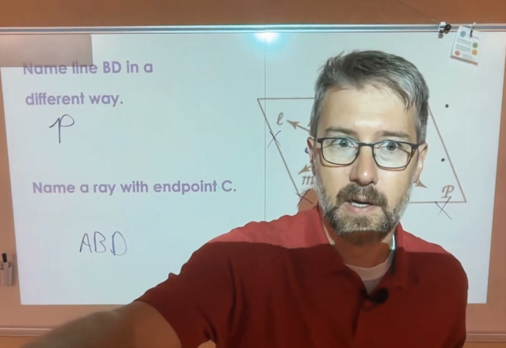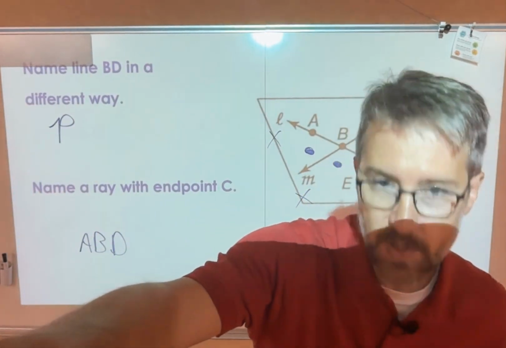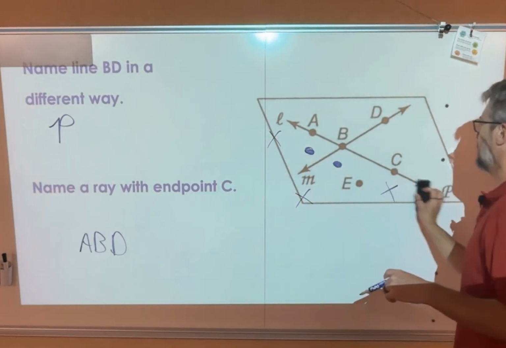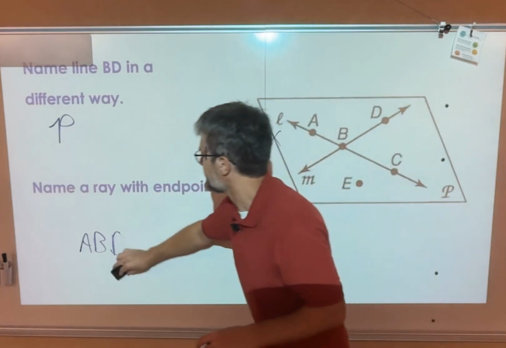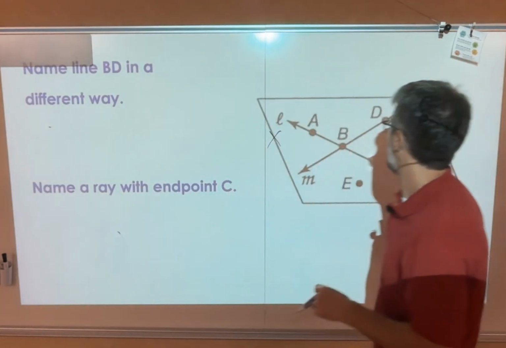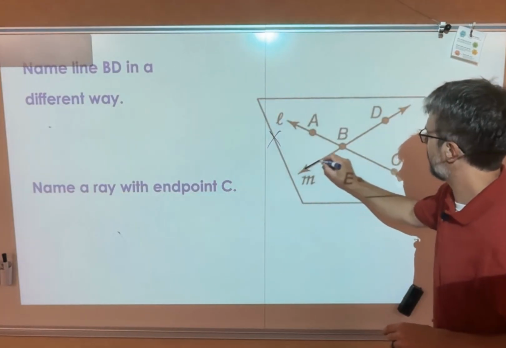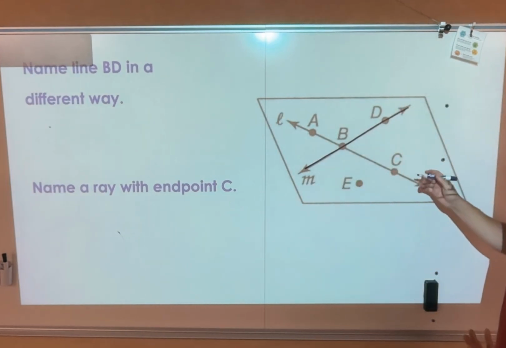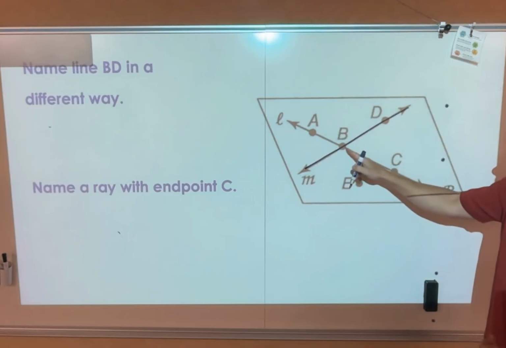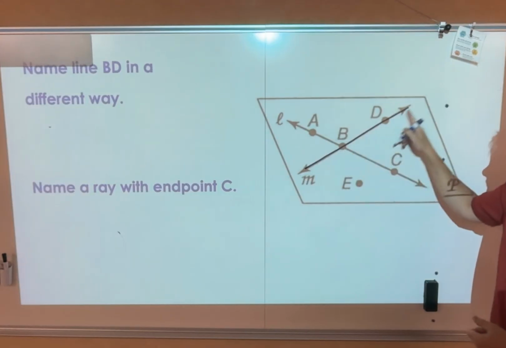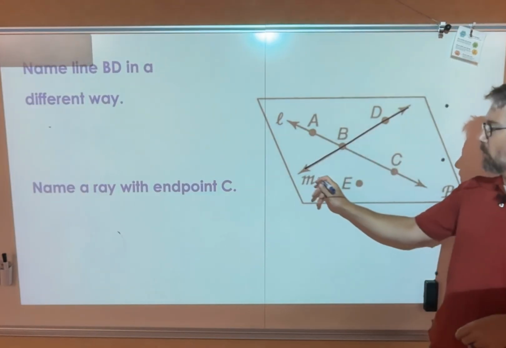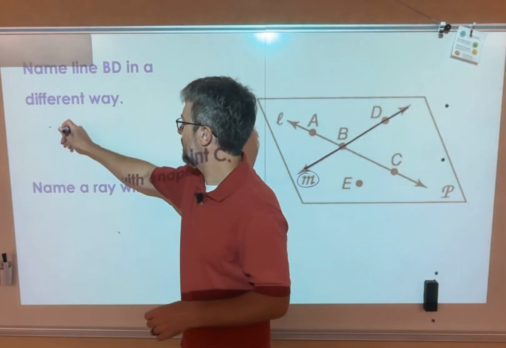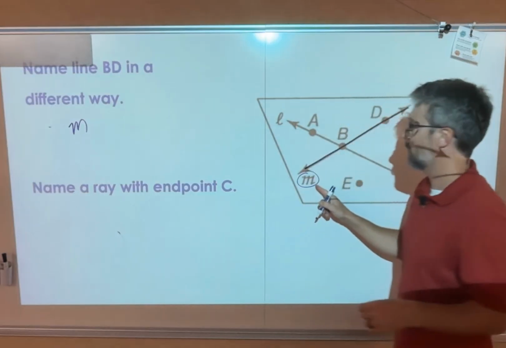All right. So sticking with that diagram, let's name line BD in a different way. So here is our line BD that we're talking about. One way we could name this, I know it's this because B and D are on this line, so we're talking about this line right here. The other way I could name it is with this lowercase m, the fancy script m that's down at one of the corners.